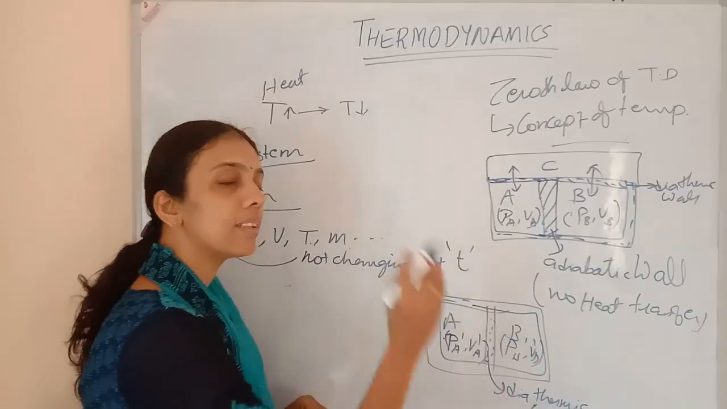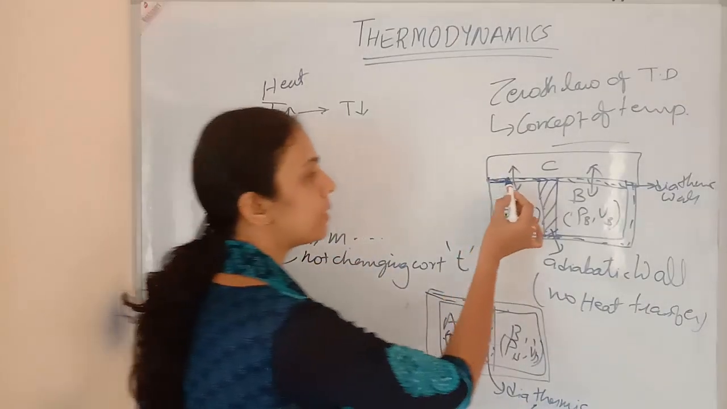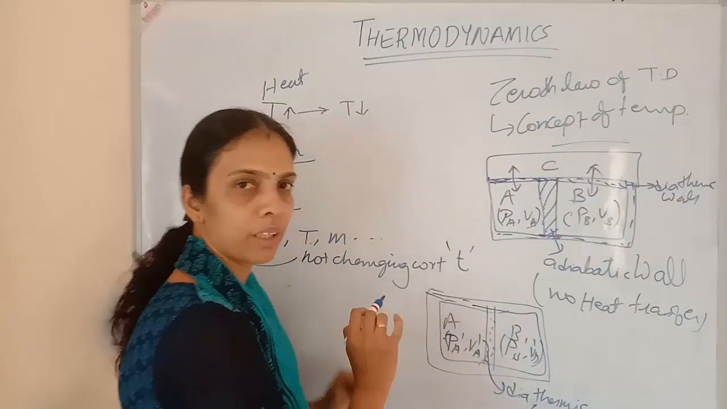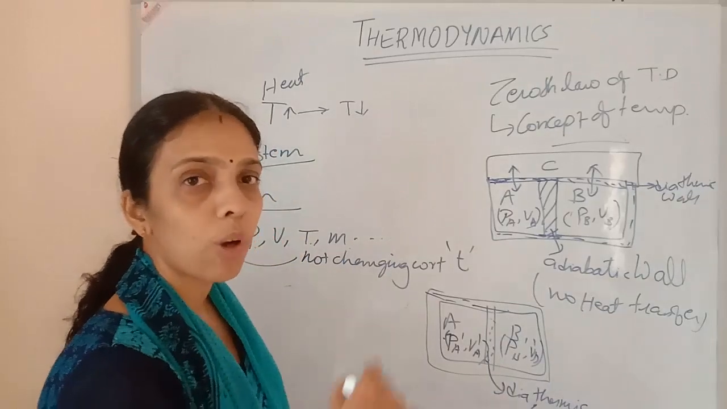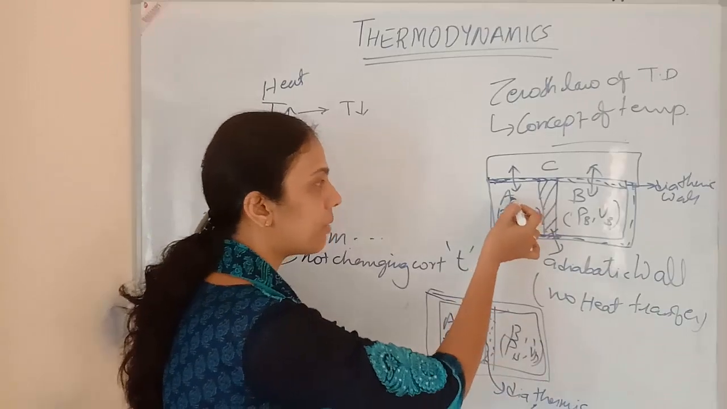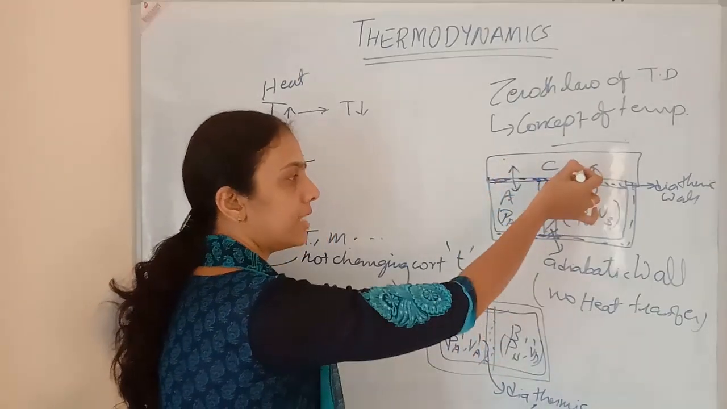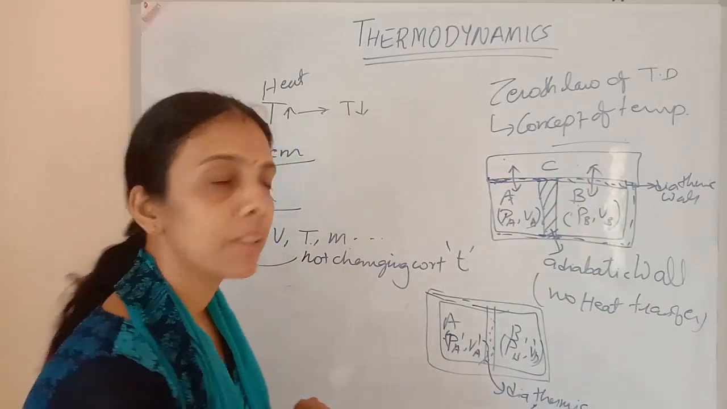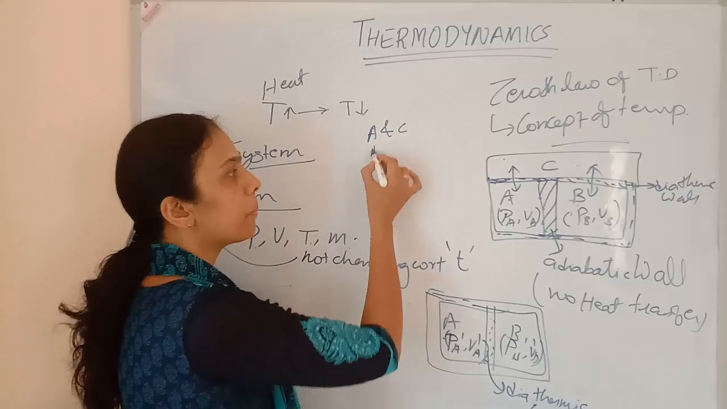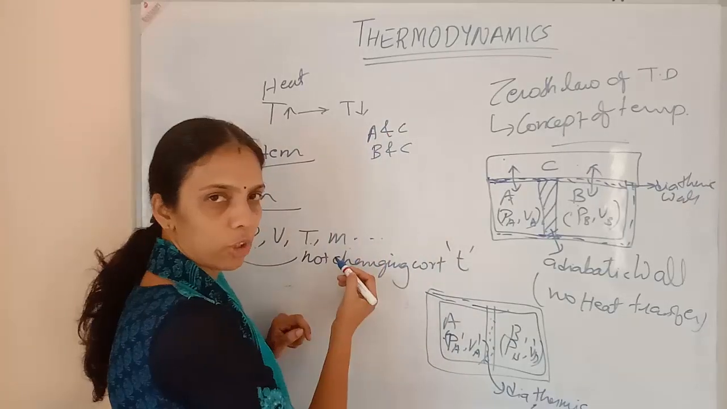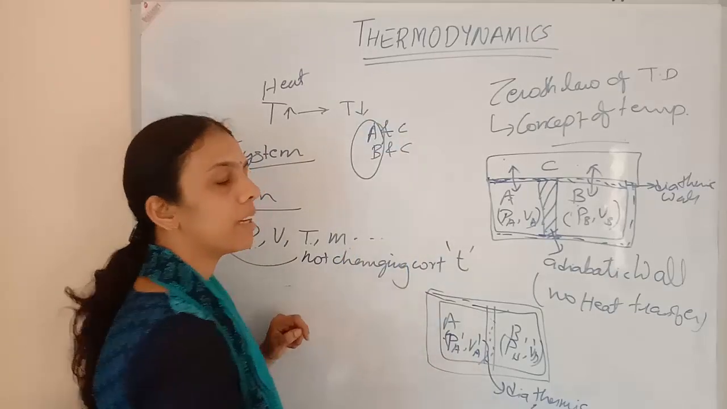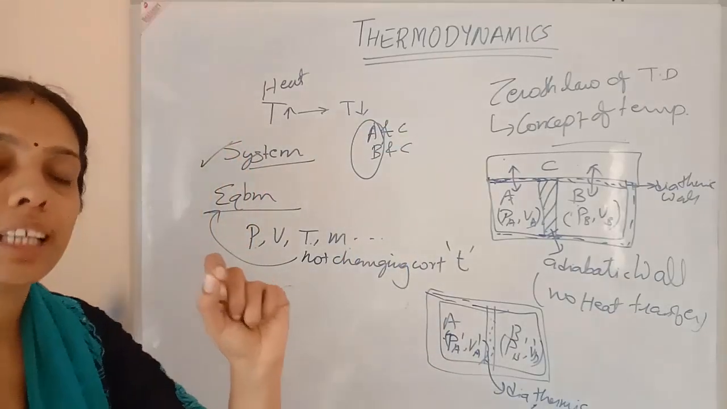Now I am taking a third system C, which is separated with a diathermic wall and connected with both A and B. Between the diathermic walls, heat energy will transfer, right? So heat energy will be transferring between A and C, and between B and C. A and C are in thermal equilibrium, B and C are in thermal equilibrium. Then what can we say? A and B also will be in thermal equilibrium with each other.